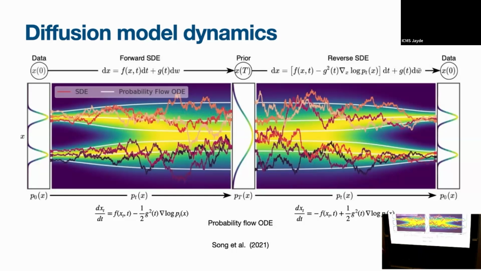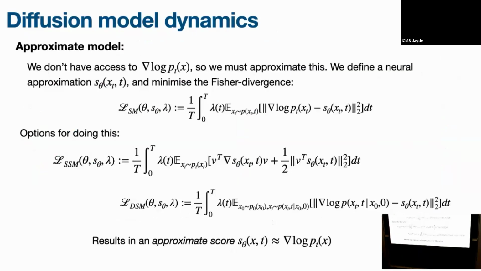Okay. So we want to generate new samples. So we want to run one of those 2 equations on the right-hand side. So the score function. We don't have the score function, so we have to approximate it somehow. And to approximate score functions, we tend to try and minimize what's called the Fisher divergence. This is just the 2 norm of the difference between the true score and some neural network approximation of the score.